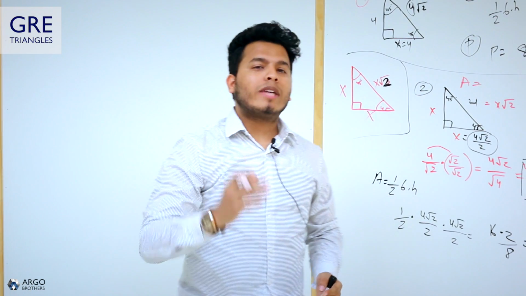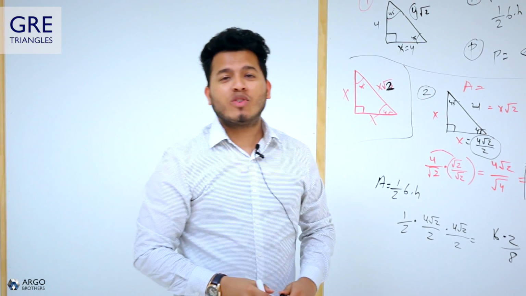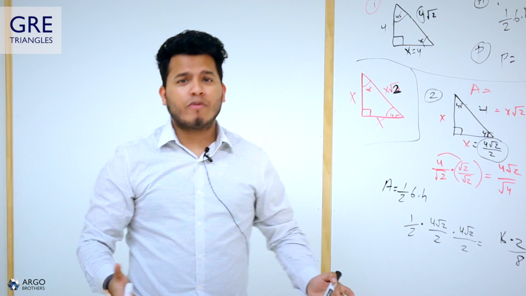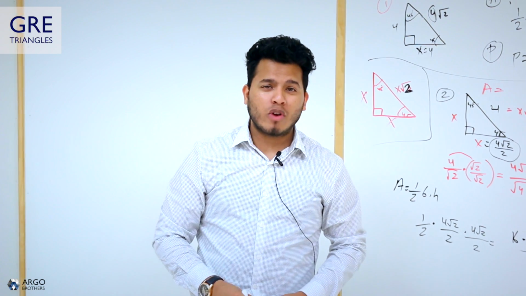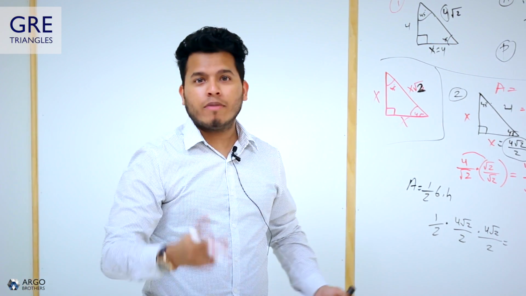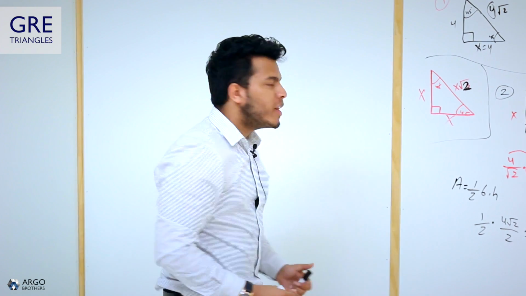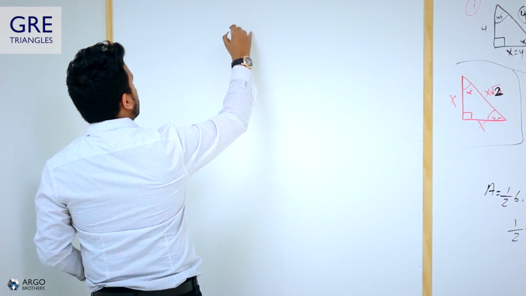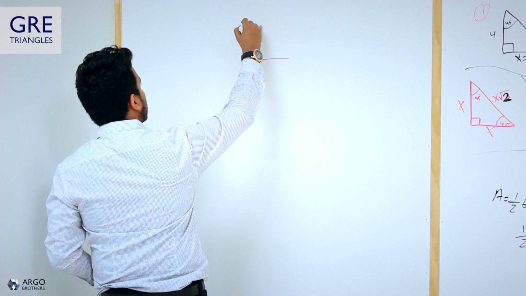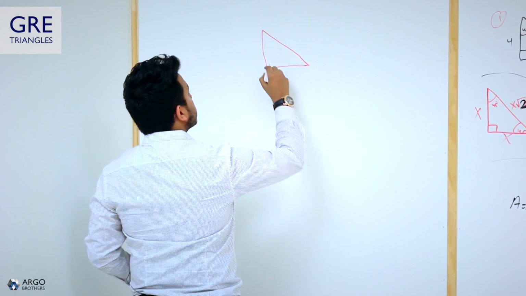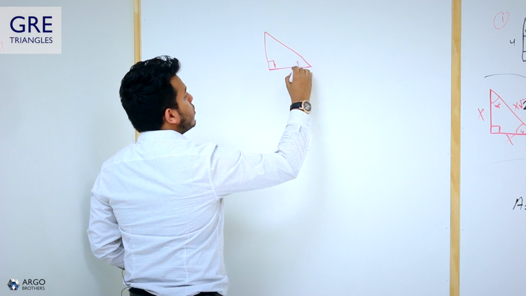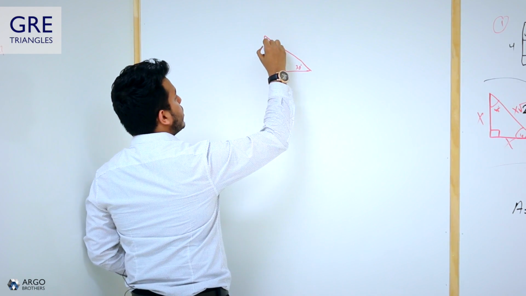So now let's go ahead and take a look at a 30, 60, 90 degree triangle. We've already looked at several examples for a 45, 45, 90 degree triangle, so hopefully you're very well familiar with these kinds of questions already. So let's take a look at a 30, 60, 90 degree triangle. I do apologize for my triangles not being straight. So here's 30 degrees and here's 60 degrees.